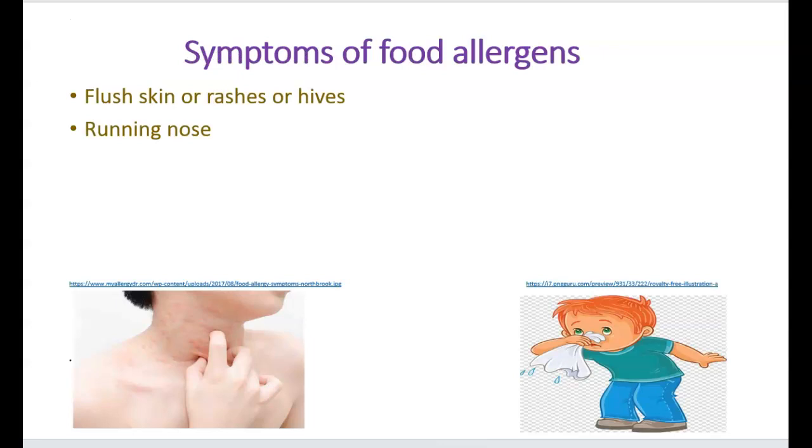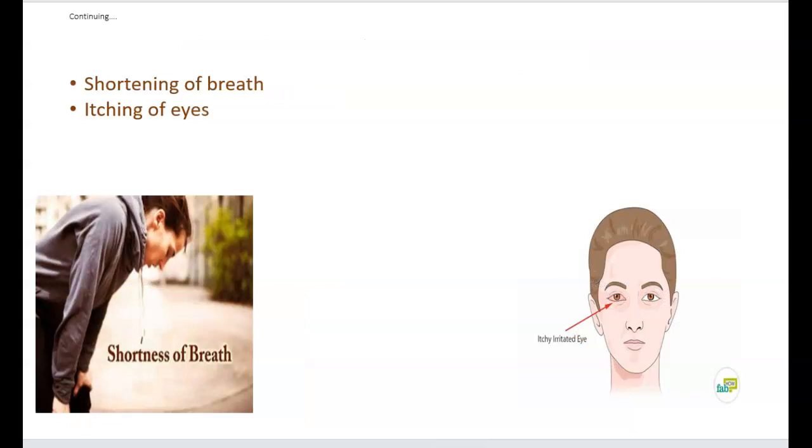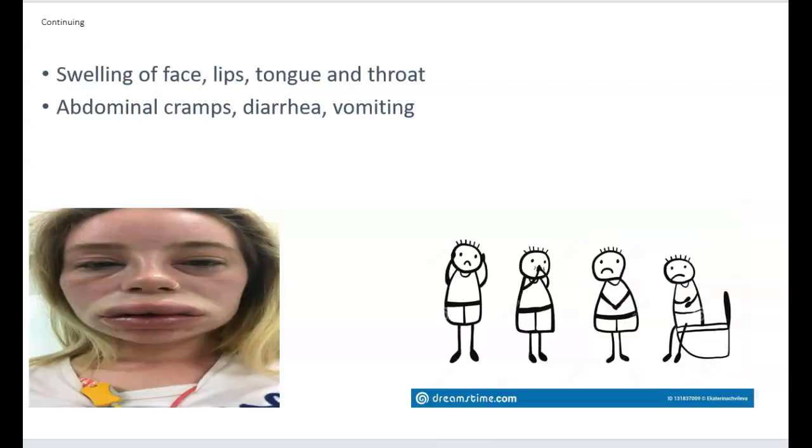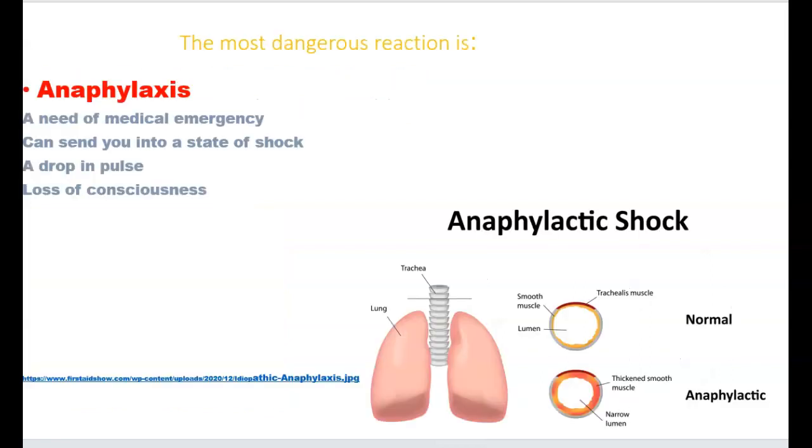It can make your skin flush, cause rashes or hives, and sometimes a running nose or swelling of the nose. It can also cause shortness of breath and red or itching eyes. It can make your face swollen, with swelling of the lips, tongue and throat, and also stomach pain, cramps, diarrhea and vomiting.